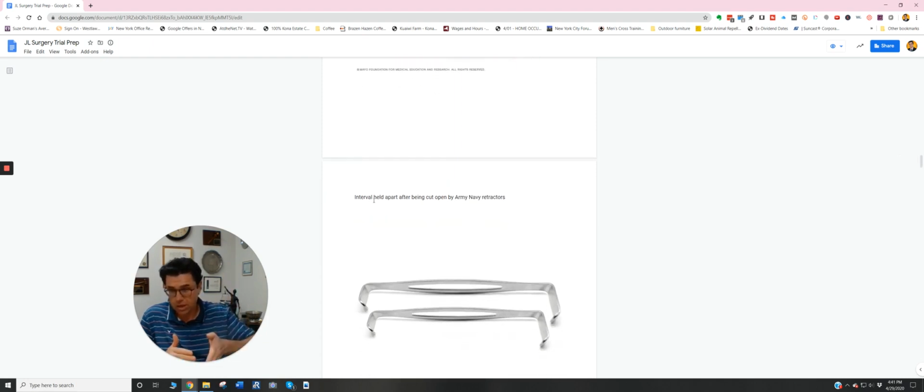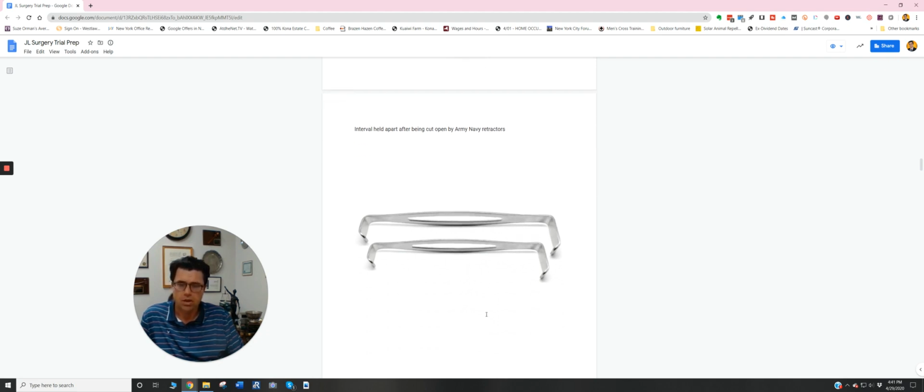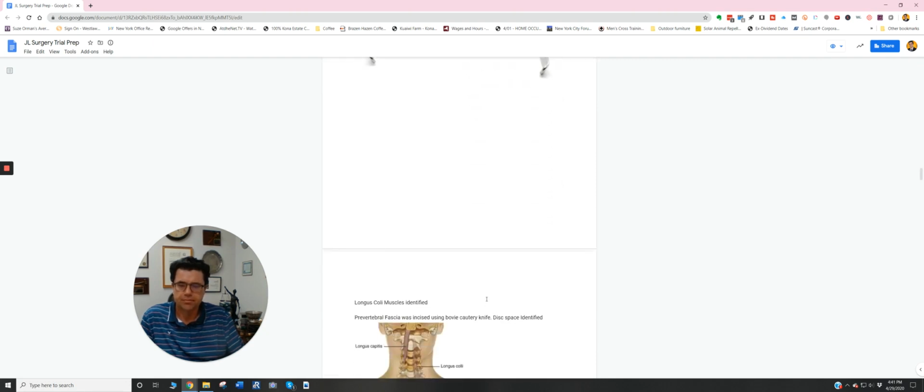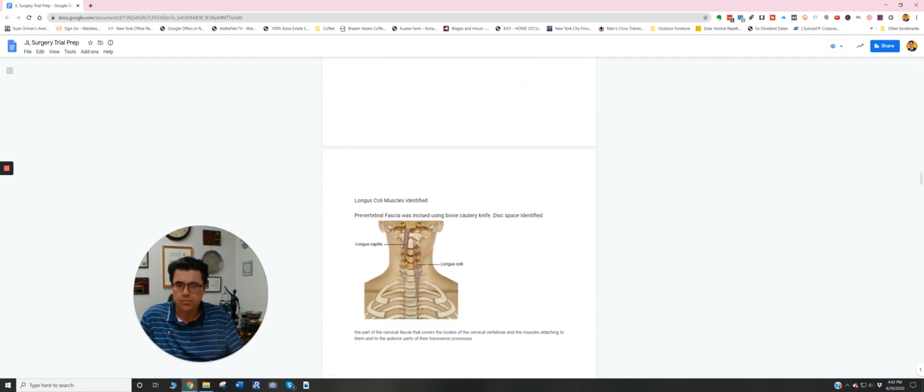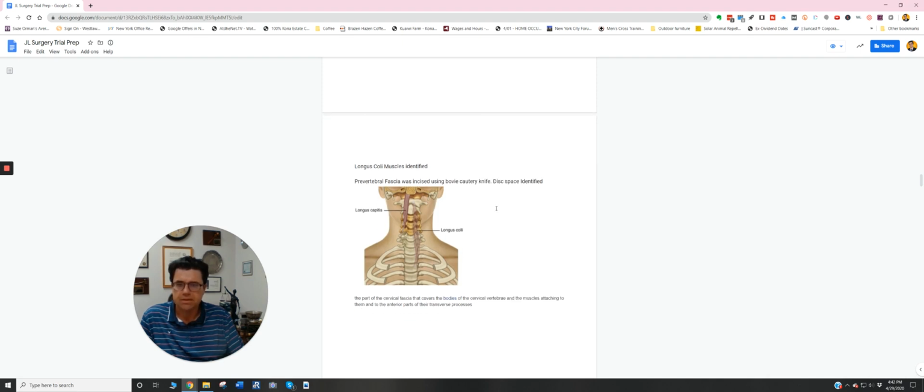After he cut through there and he spread it apart, he says the interval had to be held apart after being cut open by Army Navy retractors, which are these pictured here. So he held it open so he could get into the disc to perform the surgery. And then the longus colli muscles were identified, and the prevertebral fascia was incised using the bovie cautery knife again, and the disc space was identified.